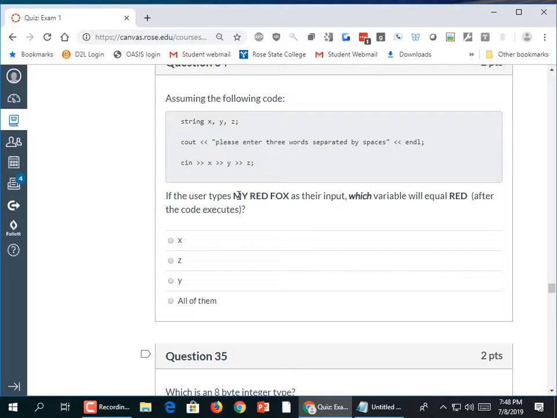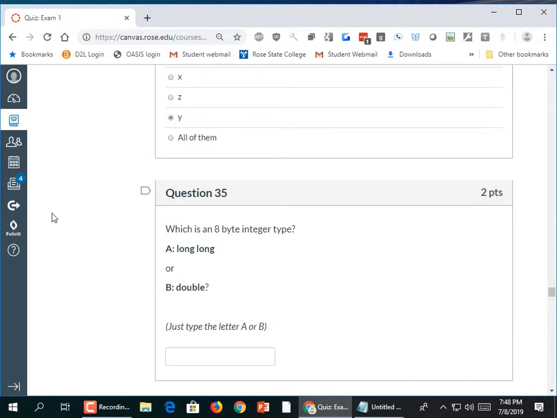Alright, so if the user types in my red fox, which variable will equal red? Several people chose X. Quite often I can see why people pick the wrong answer. I didn't get that one. My red fox, 3 variables. So X is equal to my, Y is equal to red, and Z is equal to fox. So Y becomes red, since it's the second word. That makes sense, guys?